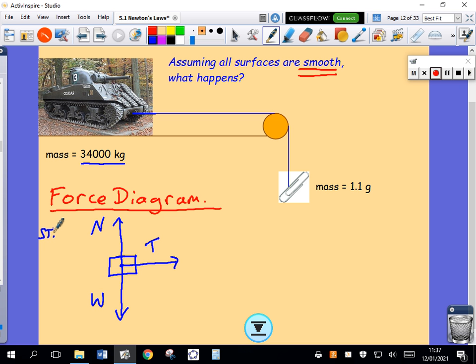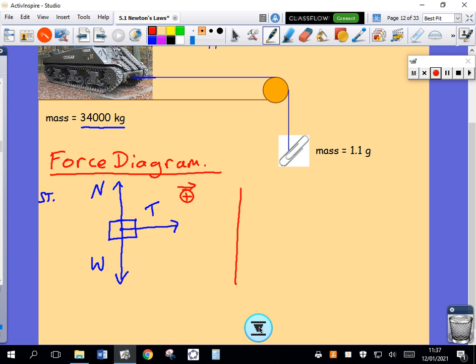The vertical forces here are cancelling each other out. This isn't sinking into the ground, it's just on the ground, ready to go. So our up forces and our down forces are going to be equal to each other. So I can kind of disregard those a little bit. And I'm going to think about the direction. I'm going to call this a right positive system, because the only force acting on it is pulling it to the right. So that's my force diagram for my Sherman tank.